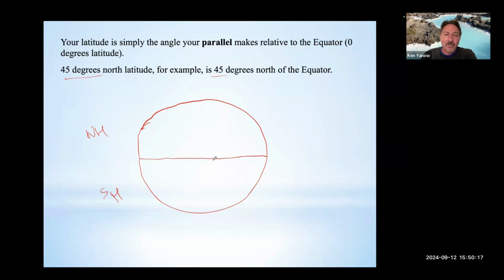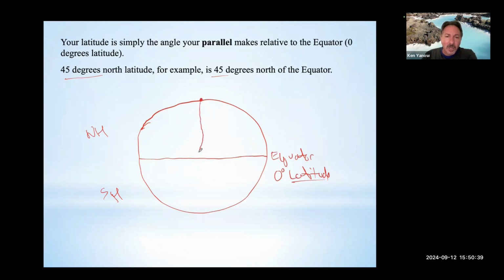And because this dividing line is the equal part between the two, we're going to call it the equator. And we're just going to define the equator as being 0 degrees of latitude. It doesn't have a north or south because it's not north and south. It's just 0 degrees.